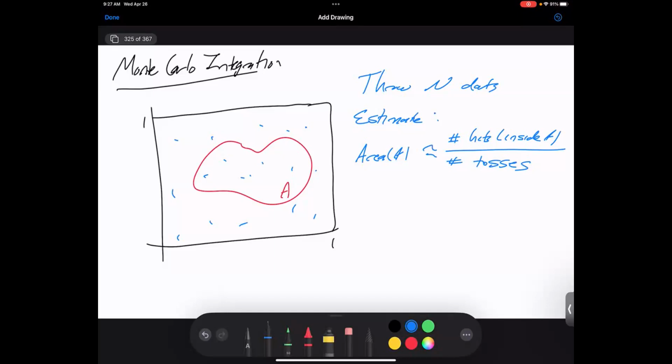Well, if it wasn't 1 by 1, I would then have to rescale things a little bit. So more generally, it could be the area of A divided by, say, the area of the rectangle.